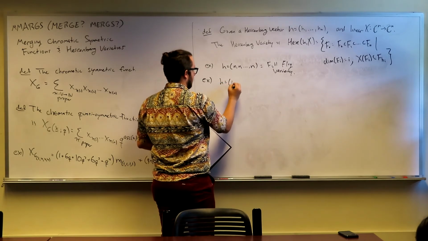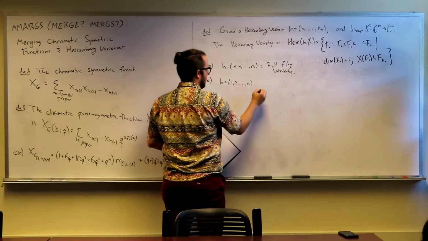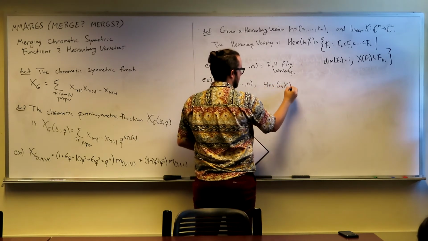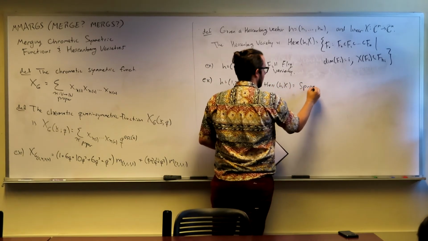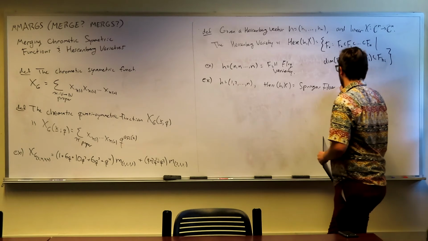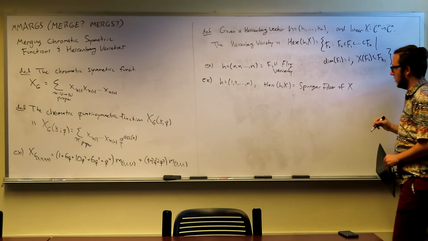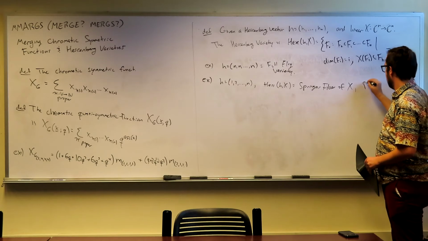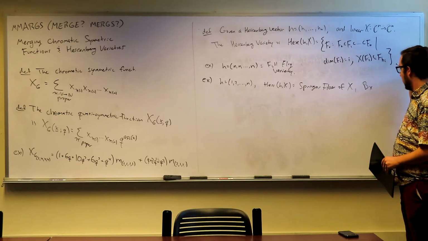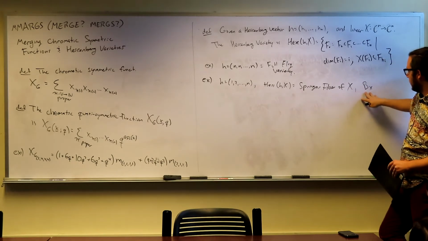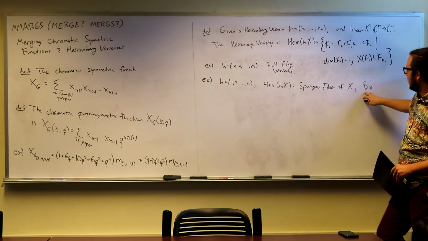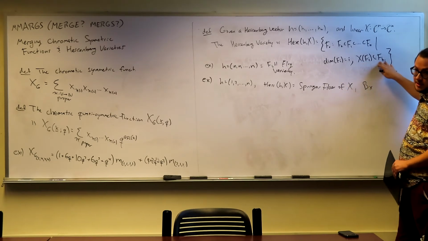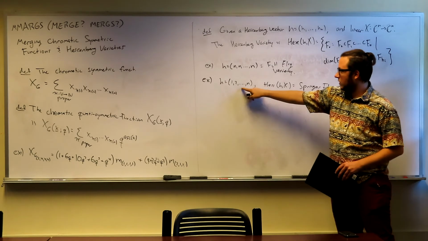When H is 1, 2 through n, this is called the Springer fiber of X. I've been led to believe that this is a really cool thing that I know very little about. I think it's called Bx sometimes. So this is the set of flags where for a given matrix, that matrix sends the I component of the flag to itself, right? Because that's what this Hessenberg vector is saying.